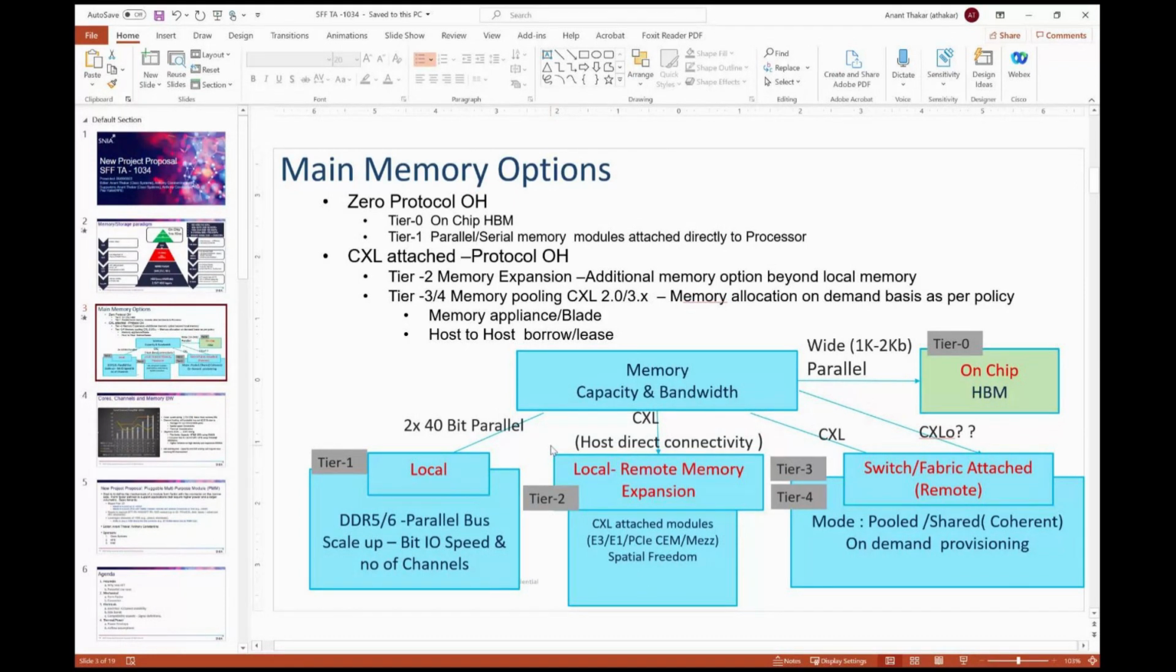So this is how I see the tiers 0, 1, 2, 3, and 4. We need to figure out how all these tiers fundamentally behave in the discovery phase and the composition phase, as well as in the operating system. These are the main memory options we are talking about, correct? The last one, tier 4, could be completely non-DRAM based also.